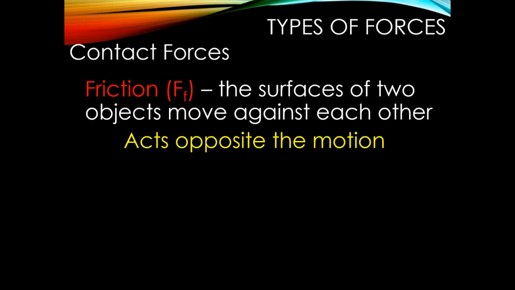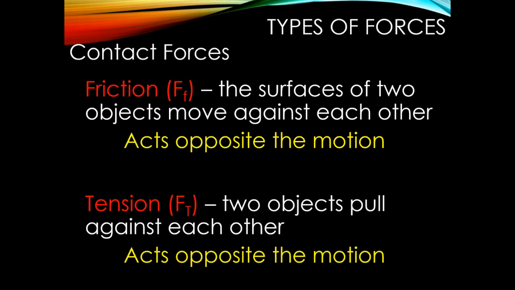Now, objects do not need to be in motion for friction to occur. If you are pushing a heavy box, it might not move until you overcome the friction between it and the floor. So you are trying to push it in one direction, but friction is opposing that motion and keeping it where it is.